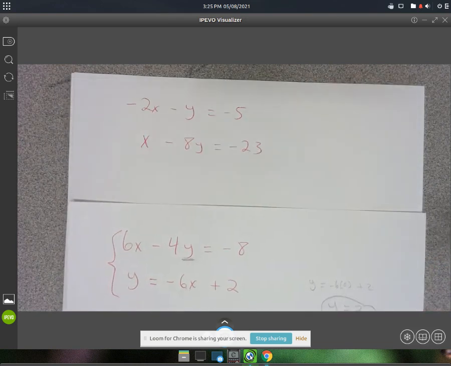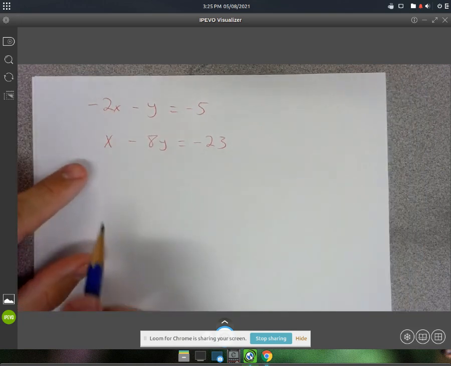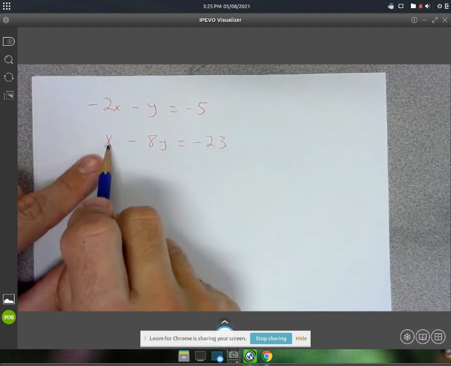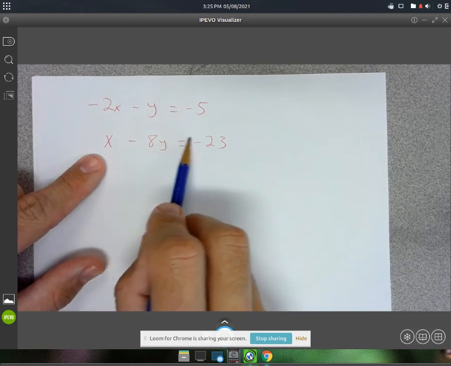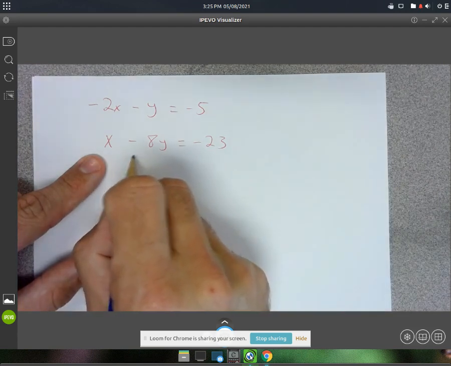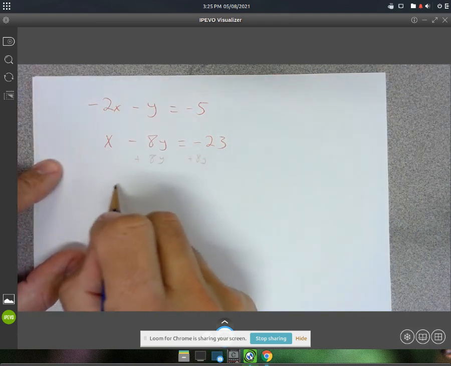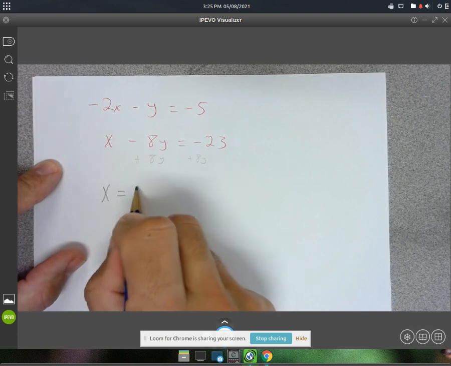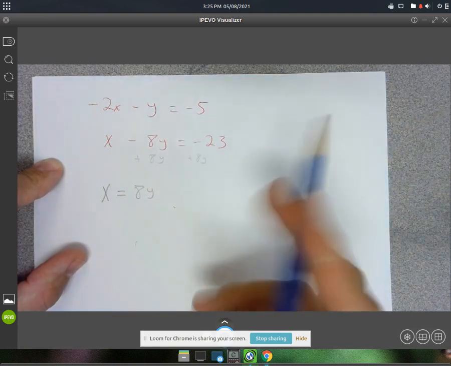All right, let's go ahead and try another one here. So the goal is to solve for one variable first. You want to get one variable by itself. I would recommend solving for this x right here, because it's real easy. All you've got to do is move the 8y to the right side, and then you'll have it by itself. So if you plus 8y to both sides of the equation, that's going to give us a new equation. X is equal to 8y minus 23.